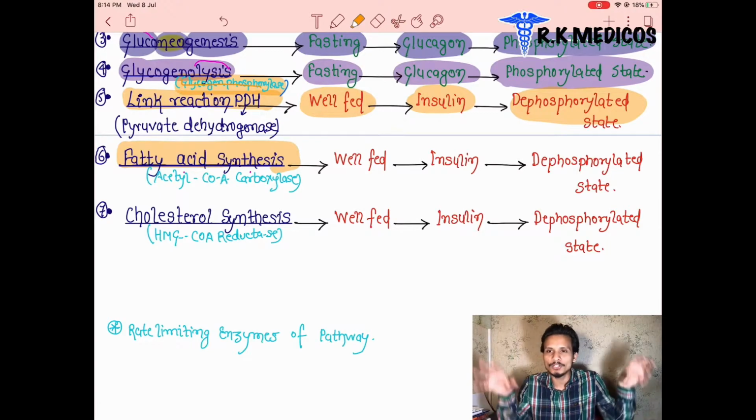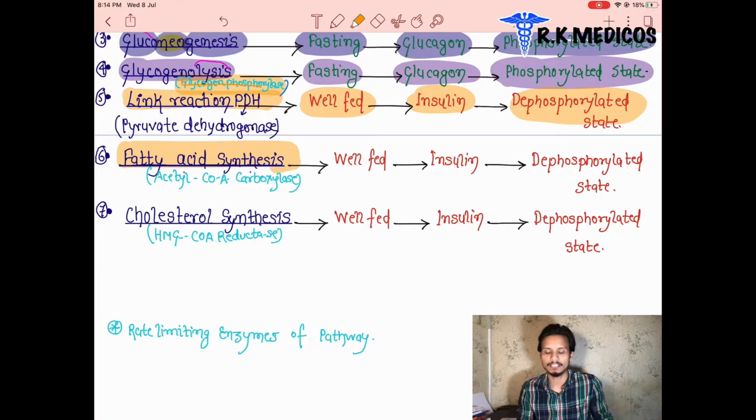In fasting we are going to search for energy, but in the well-fed state we are not searching for energy. What happens when the person is full of energy, the body is full of energy, there is an excess amount of energy present in our blood, and the body is going to store this energy. That's why fatty acid synthesis occurs, forming the adipocyte cells.